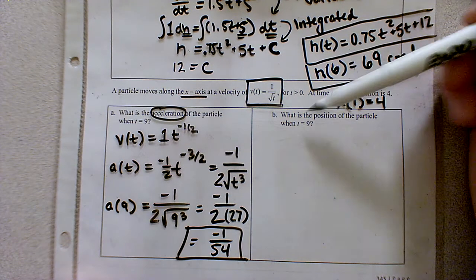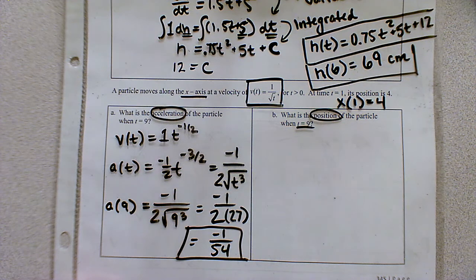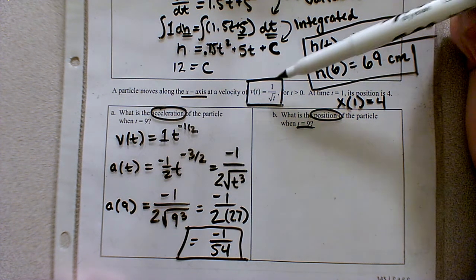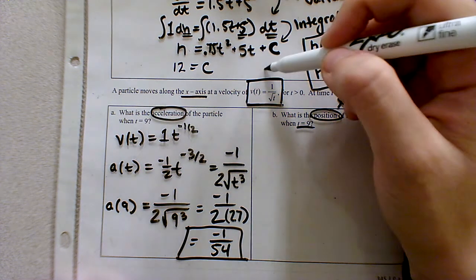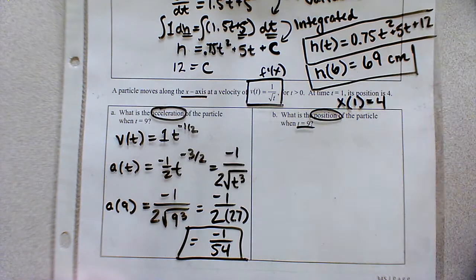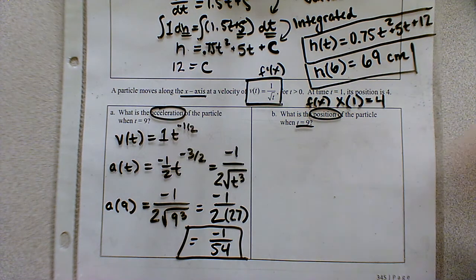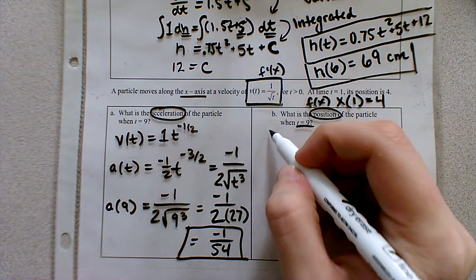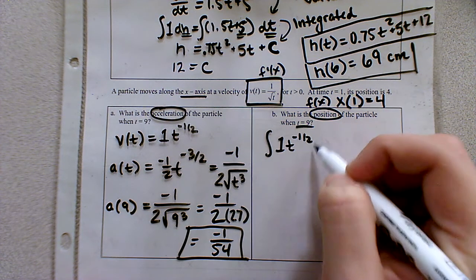All right, let's check out B. What is the position of the particle at time 9? Okay, notice how this one's different. They give us velocity and they're asking us about position. So this is technically a first derivative and they're asking us about an original function, which means we'd have to work backwards. So I need to integrate 1t to the -1/2.